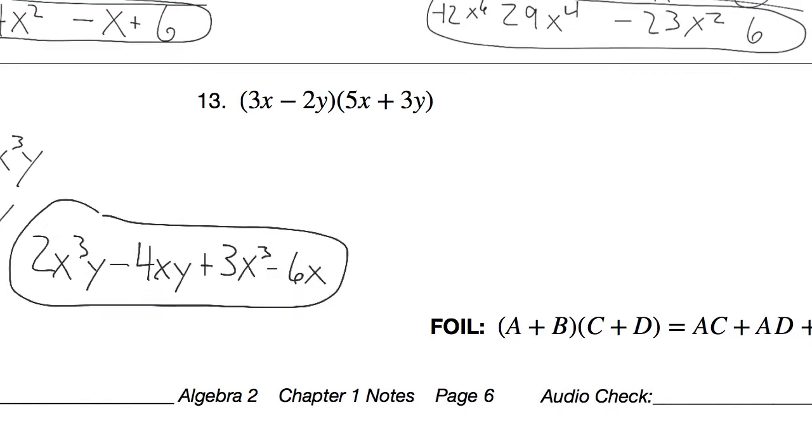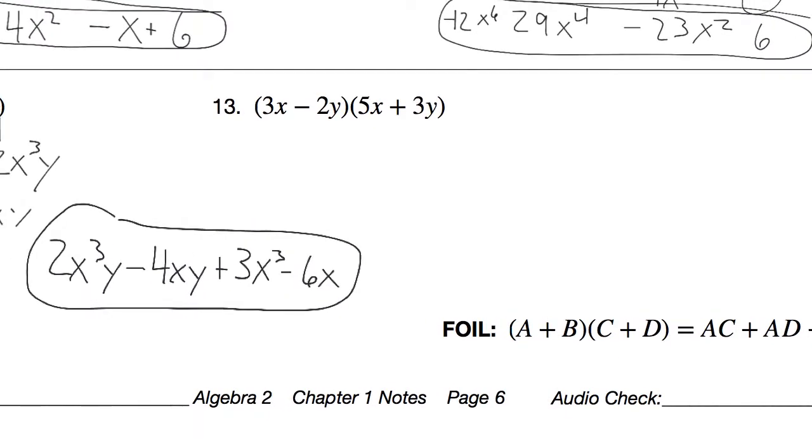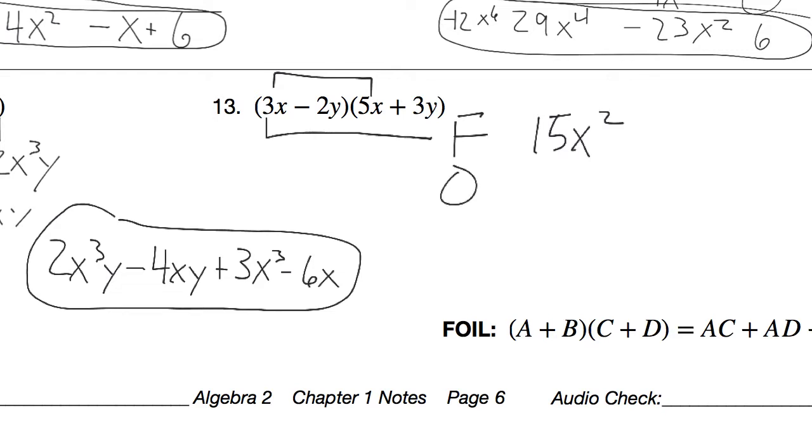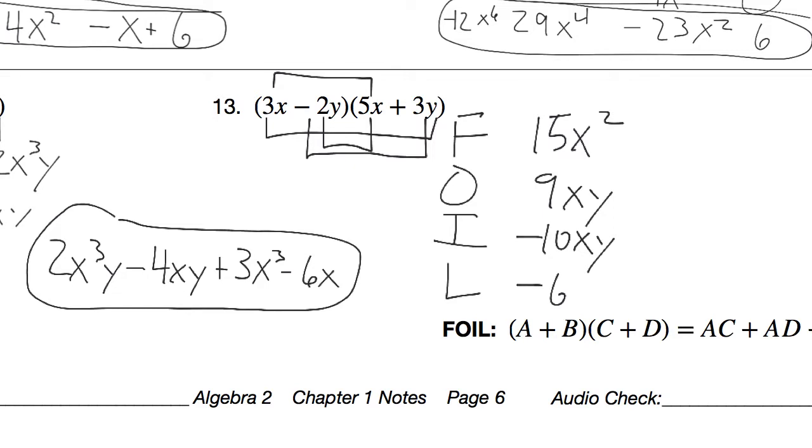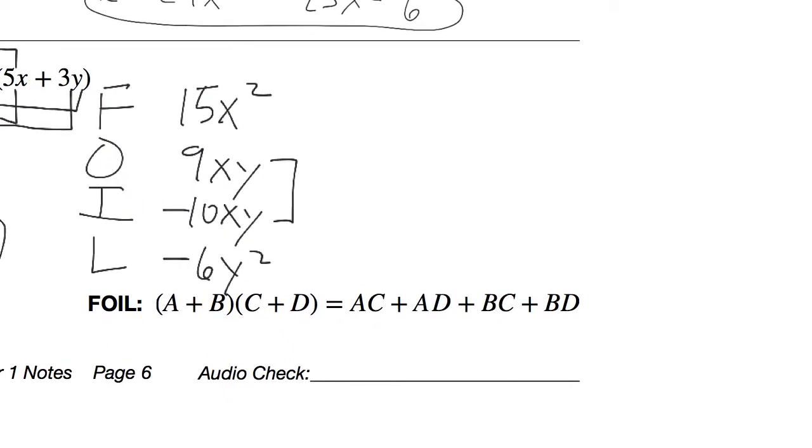Let's FOIL number 13. The first terms are 3x and 5x, which is 15x squared. You've got your outside terms, 3x times 3y is 9xy. Inside terms, negative 2 times 5 is negative 10xy. And your last terms are going to be negative 2 times 3, which is negative 6y squared. Now the O and the I are actually like terms, so we can add them up. They often will be like terms. So we get 15x squared as an answer. Negative 10 plus 9 is negative 1xy, minus 6y squared.